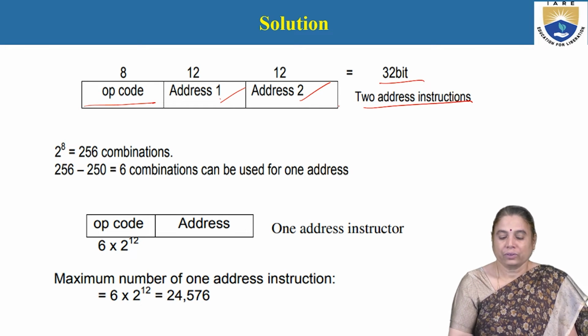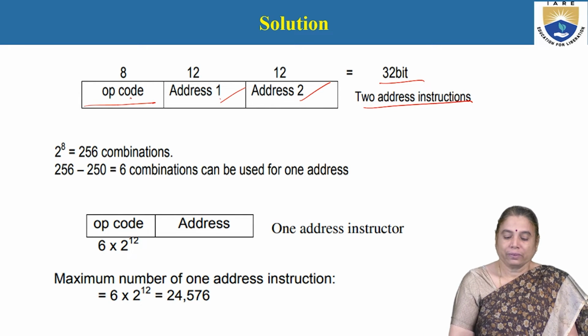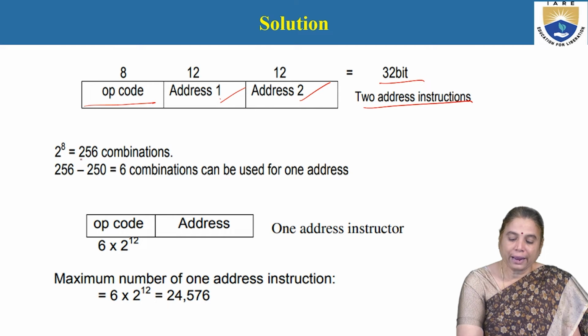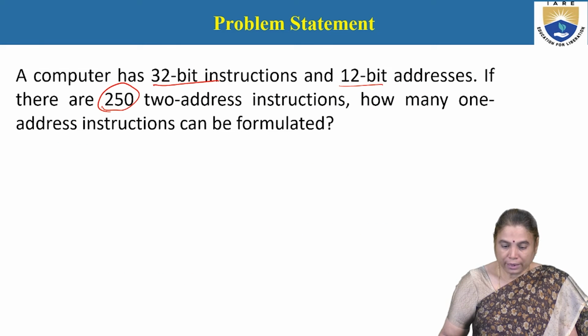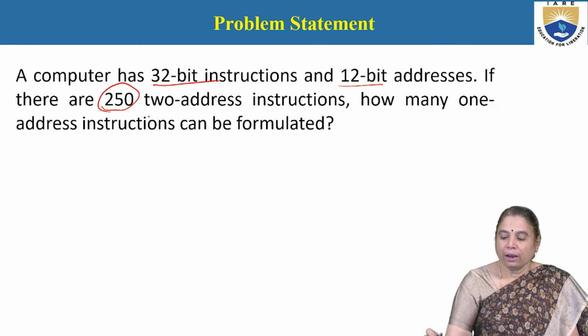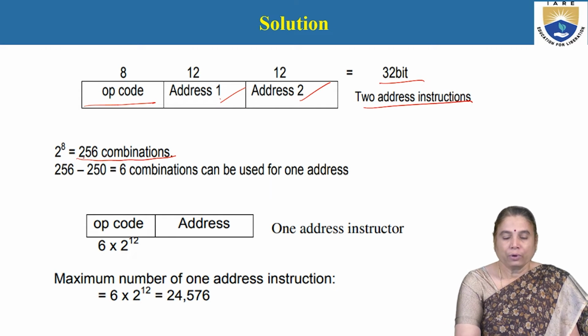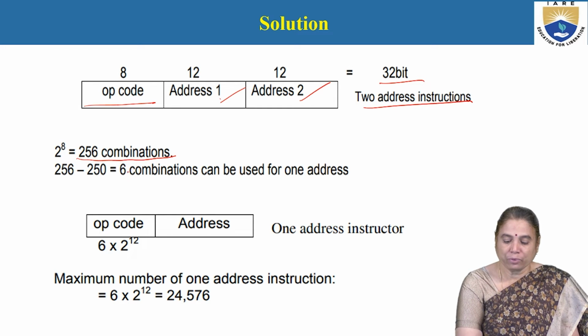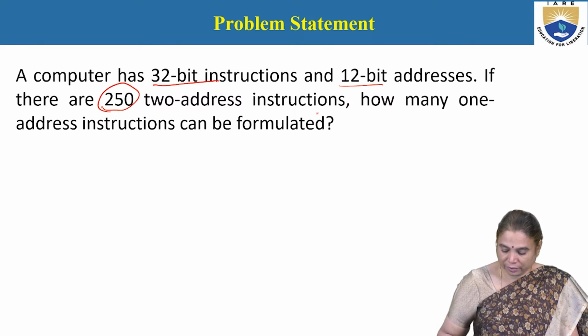So this is the instruction format. And here 8 bits are used for the operation, so 2 power 8, 256 combinations of operations can be performed. And here there are 250, if there are 250 two-address instructions. So the total combinations are 256, and only 250 are used for 2 address instructions. So 6 combinations can be used for one address.